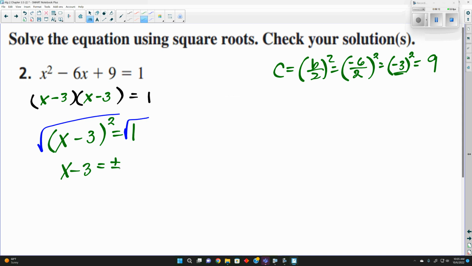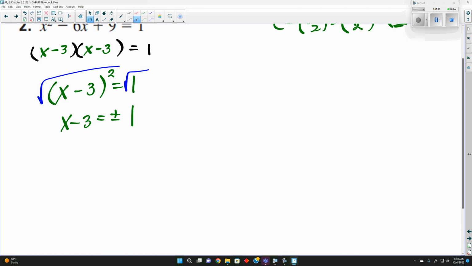which is, what times itself is 1? 1. On a side note, the nth root of 1, no matter what the root is, cubed root, fourth root, fifth root, is always going to be 1. We do need to get x by itself, so we need to add 3 to both sides, yes? So x is equal to 3 plus or minus 1.